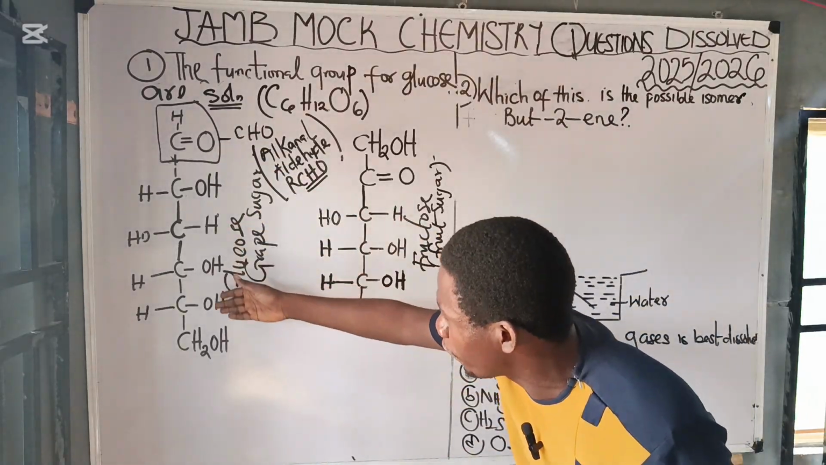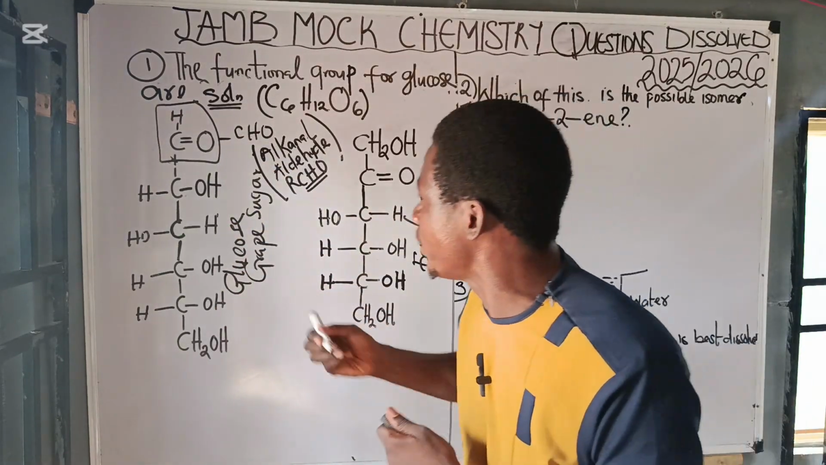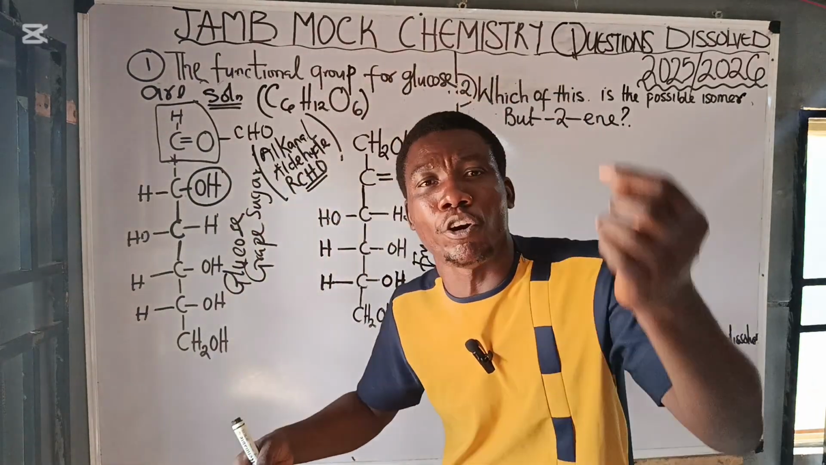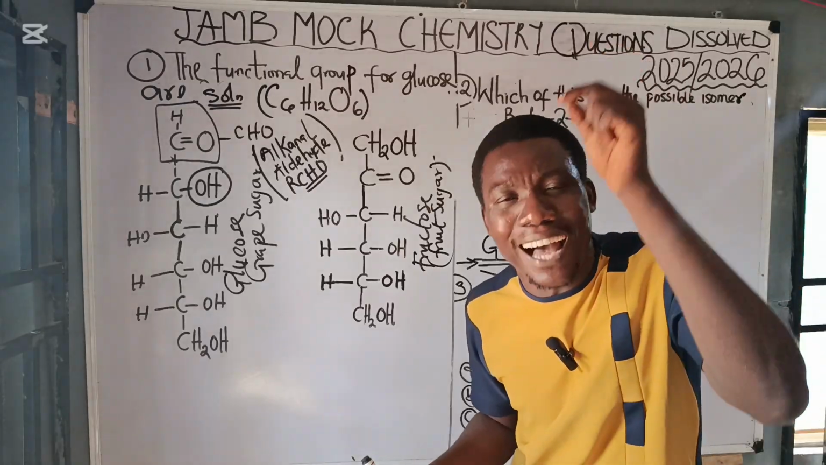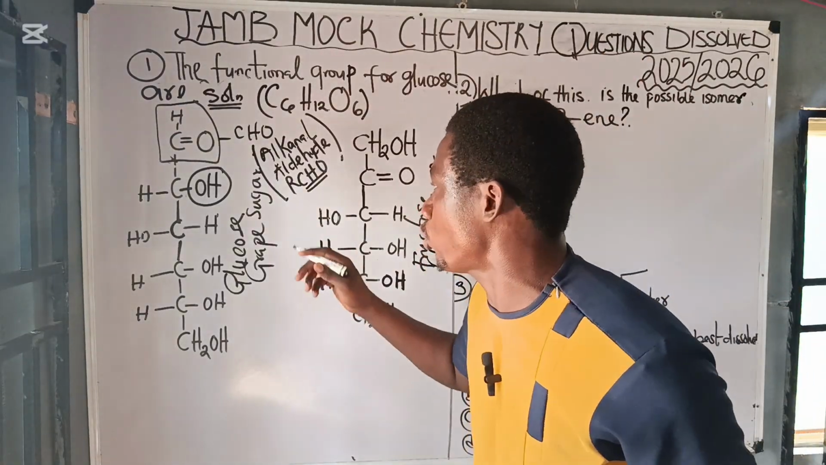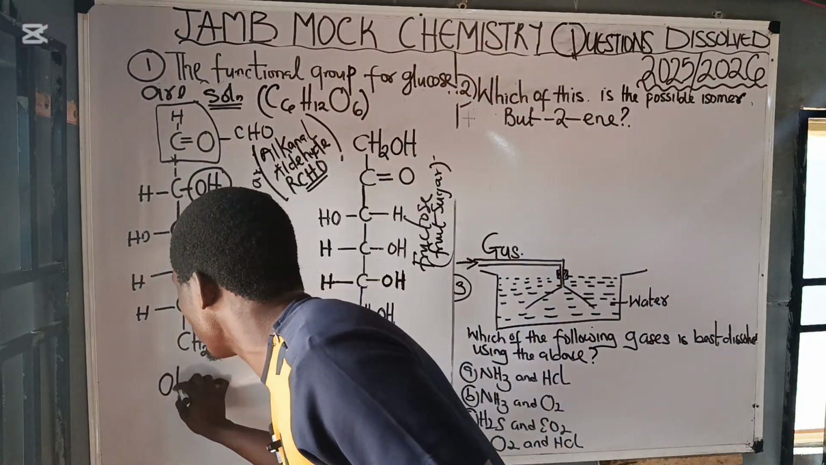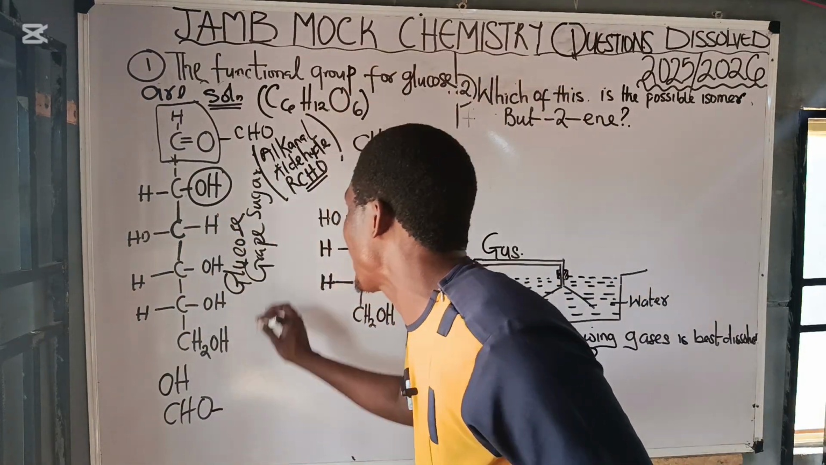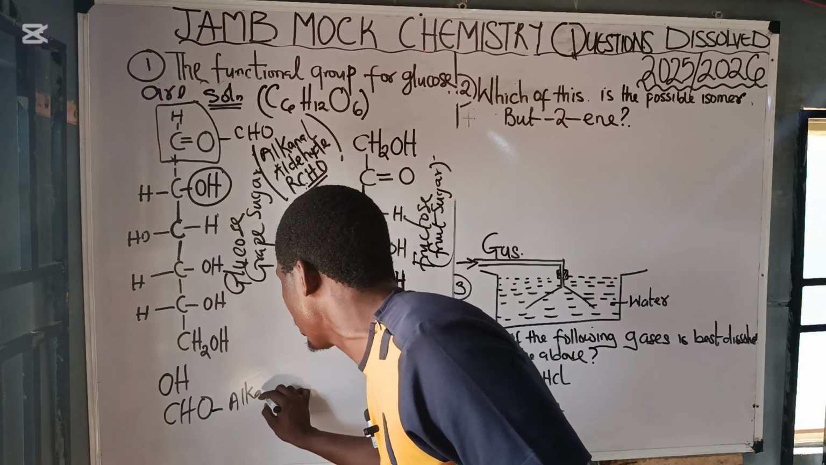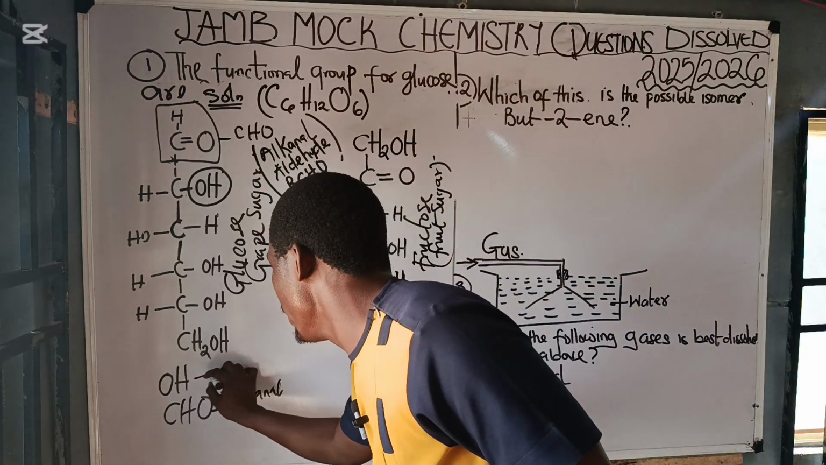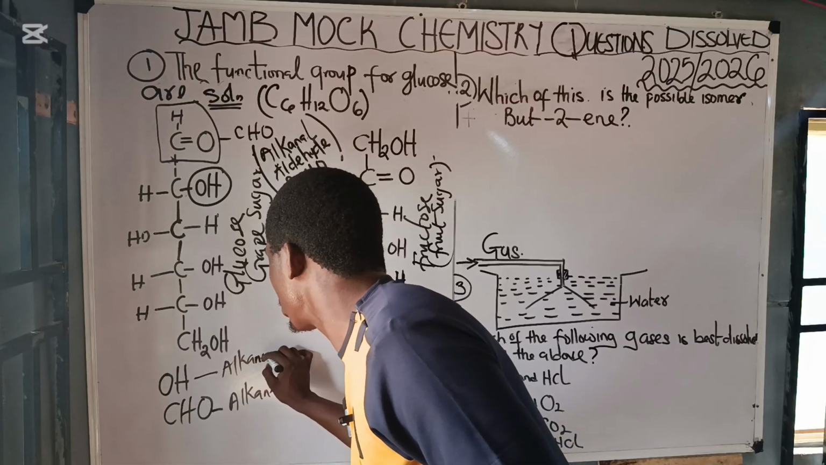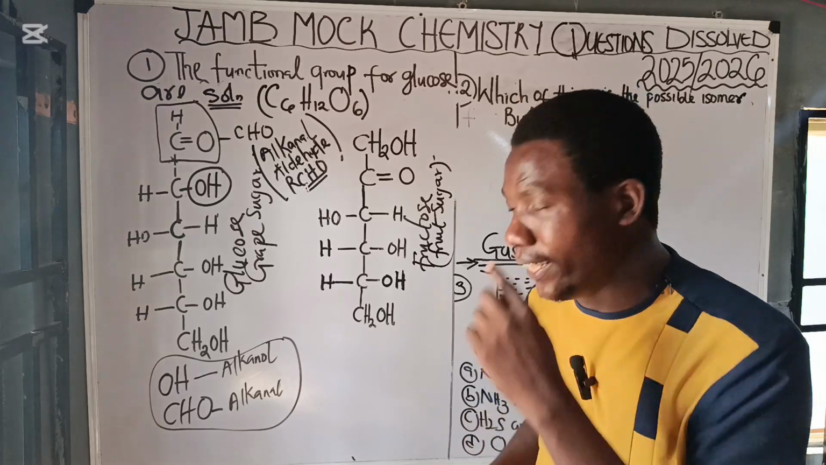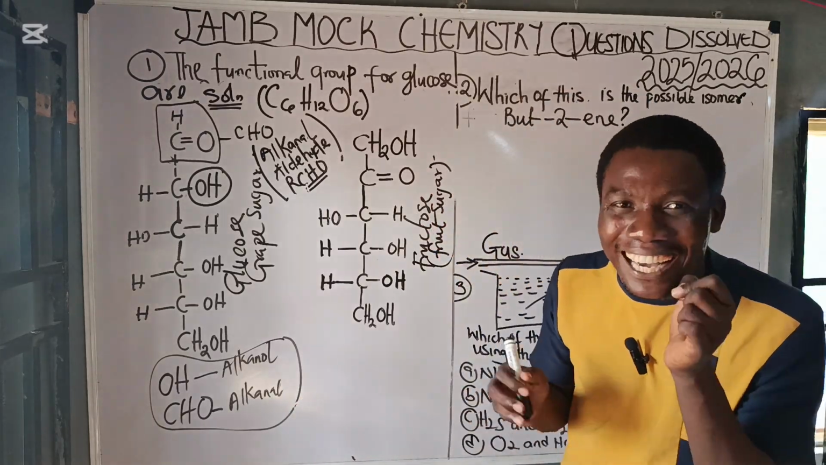Now, when you look at the structure further, you see another functional group, which is the OH functional group. The OH is the functional group for the hydroxyl or the alkanol. Yes, so the two functional groups here are the OH functional group and the CHO functional group. The CHO, like I said, is the alkanal. Take note of that. While the OH is the alkanol. So that is to say, the two functional groups in glucose are the alkanal and the alkanol.